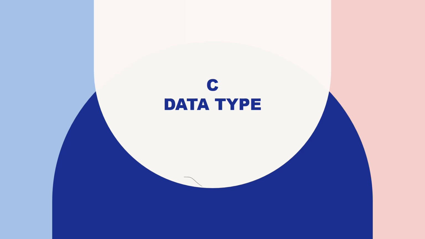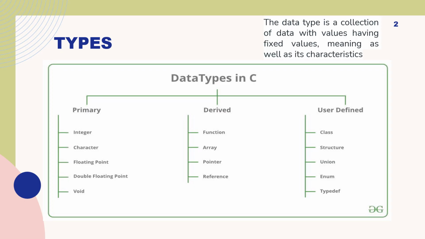The topic is going to be the data type in C. So we have the different data types in C. And what is a data type? It is a collection of data with values having fixed values and meaning as well as its characteristics.